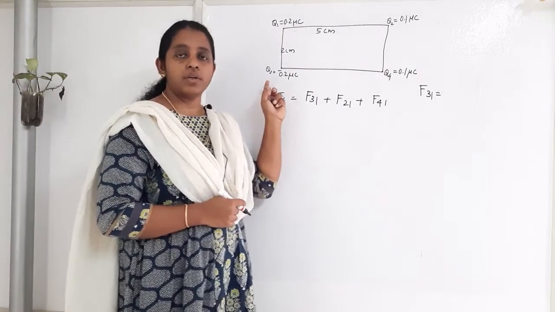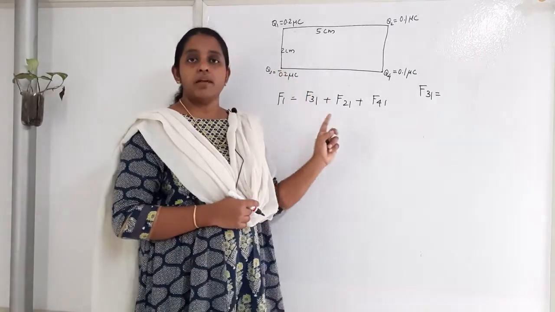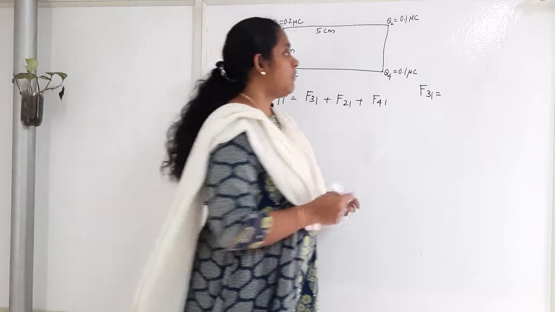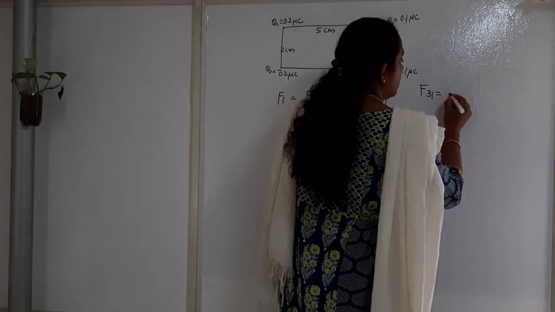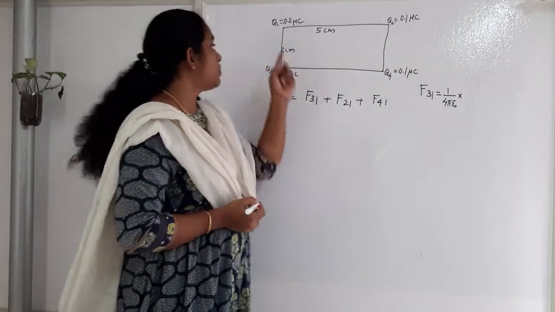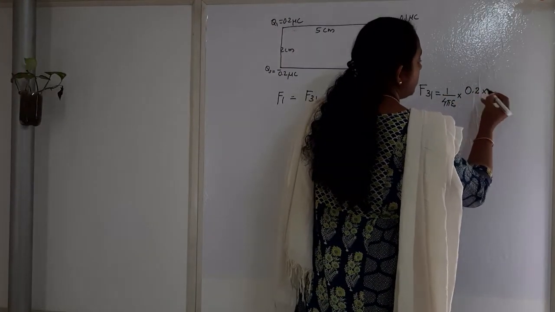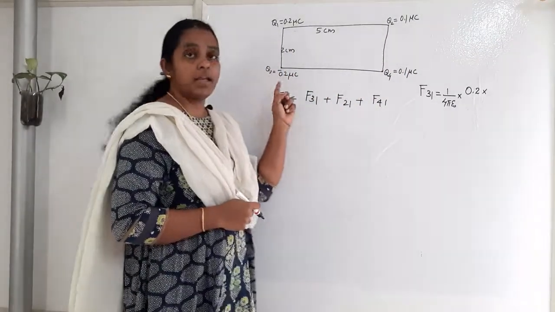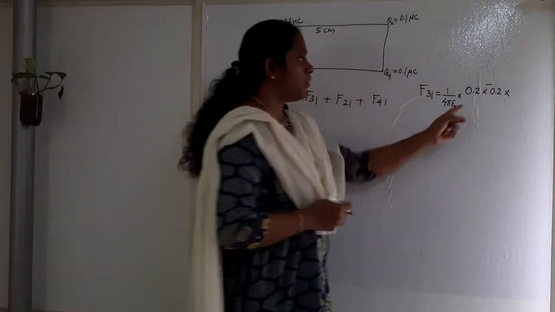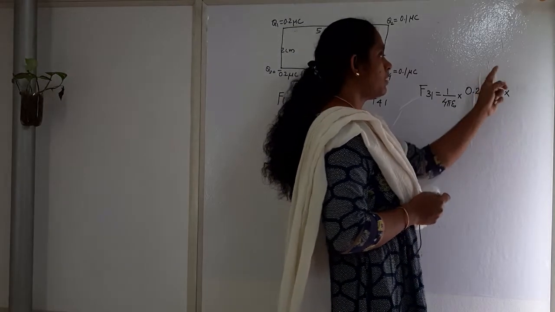According to Coulomb's law, that is 1 by 4 pi epsilon 0 times Q1 Q3 divided by the distance between these two charges squared. Charge Q1 is 0.2 microcoulombs. Then Q3 is minus 0.2 microcoulombs. So this becomes 0.2 into 10 to the power minus 6, and minus 0.2 into 10 to the power minus 6.